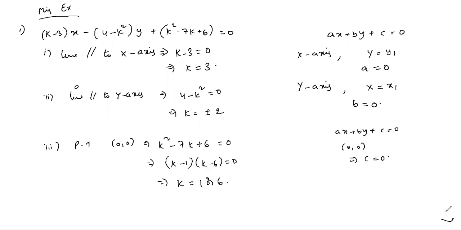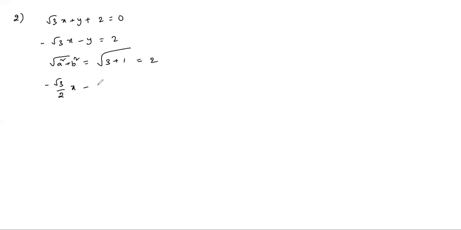Next, second question. Find the values of theta and p in the normal form of root 3x plus y plus 2 equals 0. Already we know how to convert to the normal form. So minus root 3x minus y equals 2. Since the constant is positive, we take the x and y terms to the other side. Next, divide by root of a square plus b square. Root of 3 plus 1 equals 2. So minus root 3 by 2 x minus 1 by 2 y equals 2 by 2, which is 1.